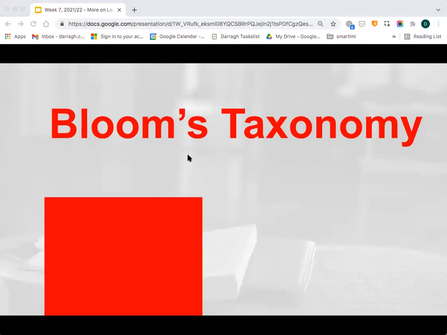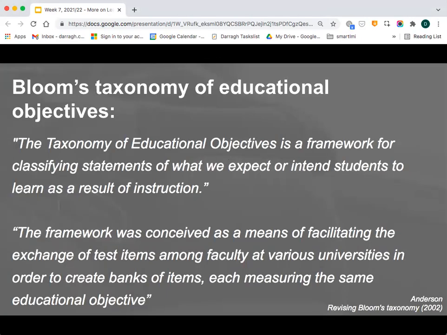Bloom's taxonomy is a useful framework when we talk about learning outcomes, and that is primarily because of the way it identifies and categorizes language. So, Bloom's taxonomy of educational objectives is basically a framework for classifying statements of what we expect or intend students to learn as a result of instruction. So you can see how it would tie into learning outcomes there.